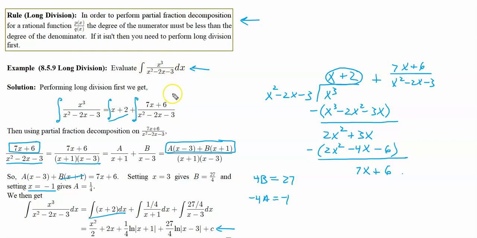You just have to perform long division until you knock down the power of the numerator and then apply the partial fraction technique. And that concludes this video about how to integrate rational functions using partial fraction decomposition.